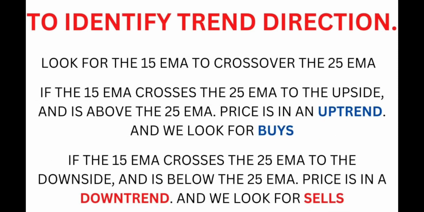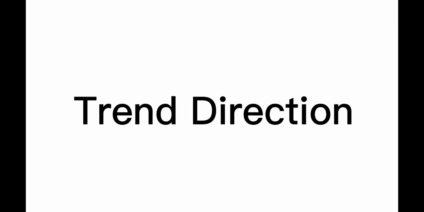To identify trend direction, we need to look for the 15 exponential moving average to cross over the 25 EMA. If the 15 EMA crosses the 25 EMA to the upside, and is above the 25 EMA, then price is in an uptrend. If price is in an uptrend, then that means we'll be looking for only buys. So our bias is to the upside. And the other way around. If the 15 EMA crosses the 25 EMA to the downside, and is below the 25 EMA, then price is in a downtrend. Meaning we look for only sells. So our bias is to the downside, and that's how you identify trend direction and market bias for this strategy.